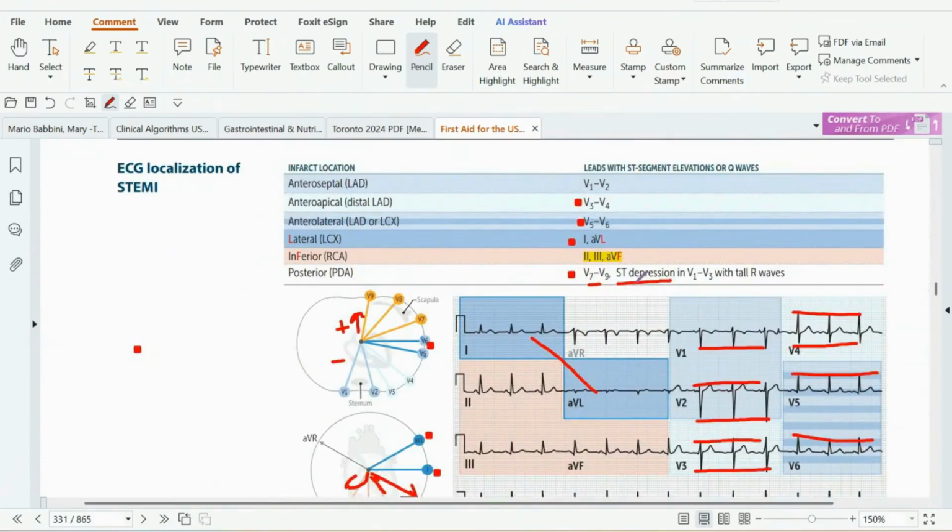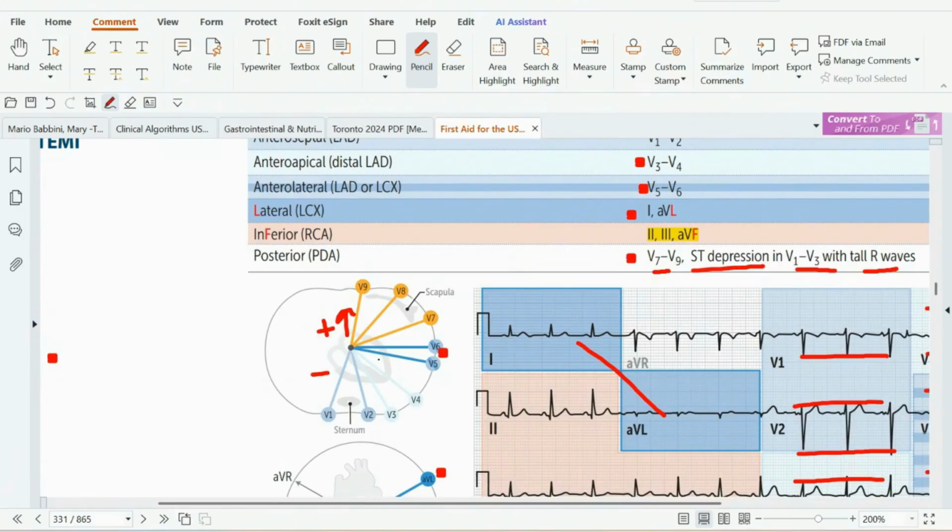Okay, that's why they say here ST depression in V1 through V3 with tall R waves, because there was an infarction of the PDA. Does that make sense? Infarction of the PDA led to some sort of abnormality, which you can see either on these leads or on these leads. So it would be positive deflections for V7, V8, V9 and negative deflections for V1, V2. Whatever you're going to see is opposite. So you're going to see ST depression in here, ST elevation in these.